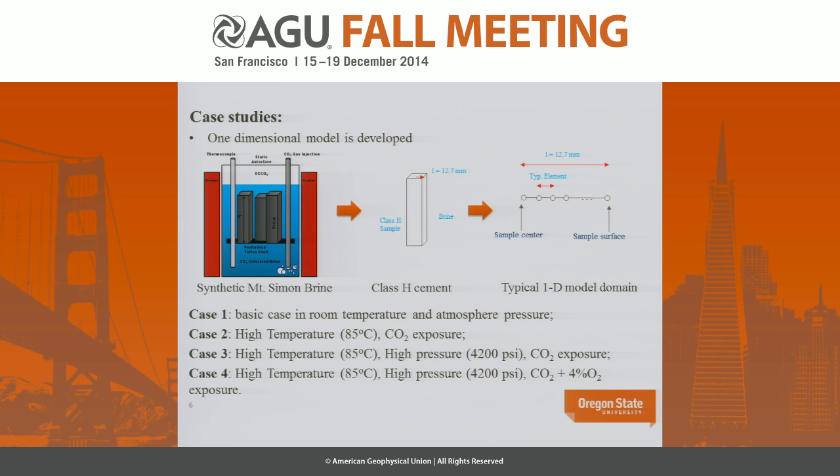Based on all this story, we have 4 cases we want to see how the Java interface works. The first case is nothing to do with the experimental part. It has a basic analysis showing how carbonation zones are forming. Case 2 and case 3 are CO2 exposures and high temperatures, and also high temperatures, high pressures. And in case 4, we apply 4% of oxygen with CO2 exposures in our analysis.